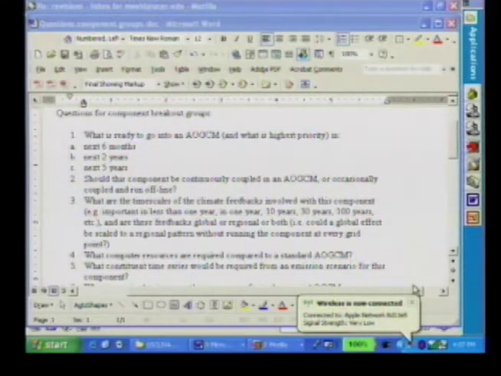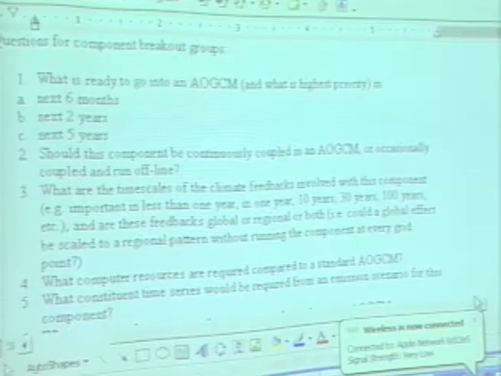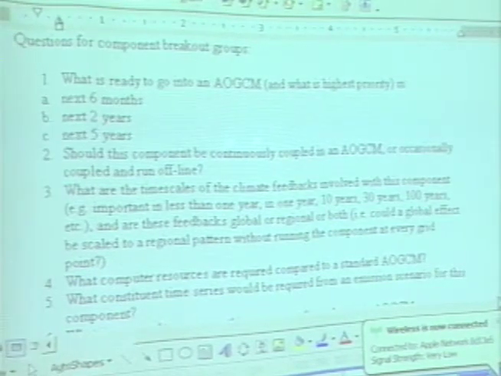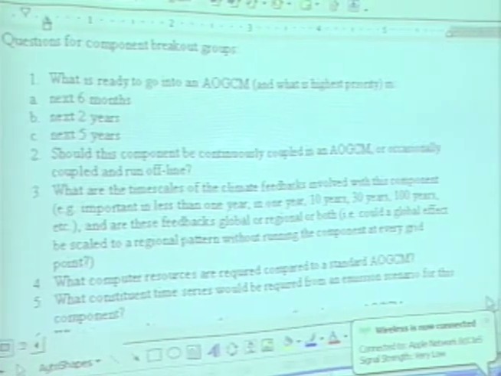Another question could be, does it need to be continuously coupled, or can you run it offline and occasionally couple it in? There was an idea yesterday that Guy had, that the chemistry component may only need to be coupled once every 10 or 20 years. Jean-Francois is smiling about that. But anyway, this is a question. You can consider it, dismiss it, or advocate it, whatever.